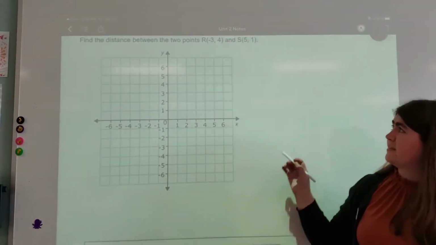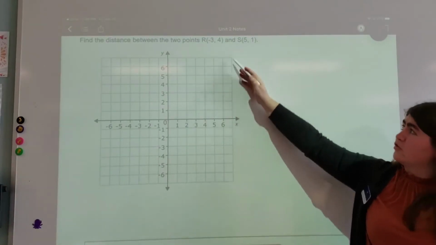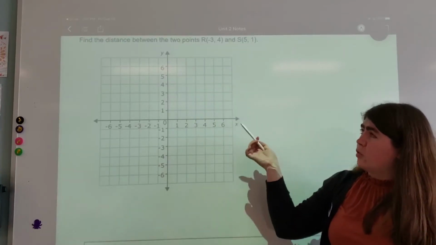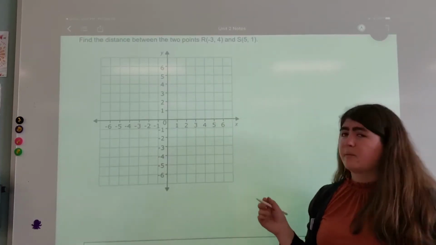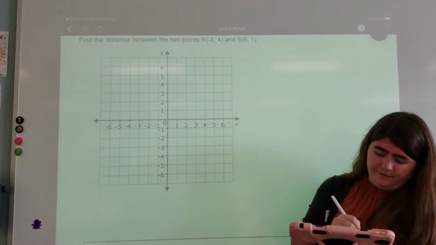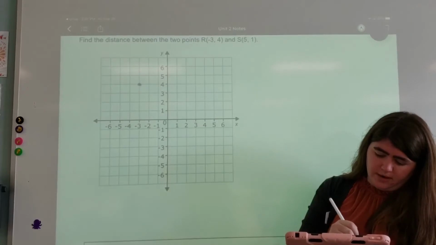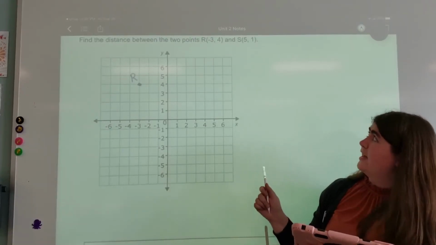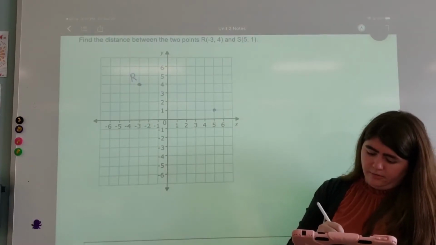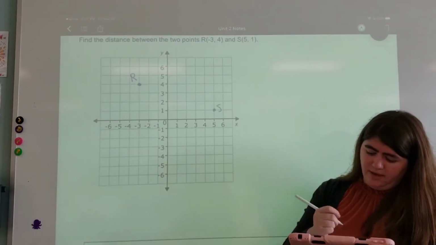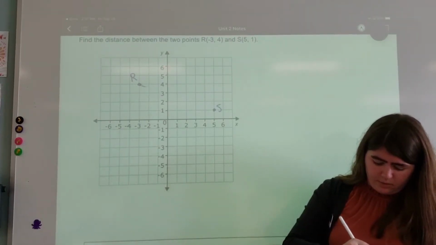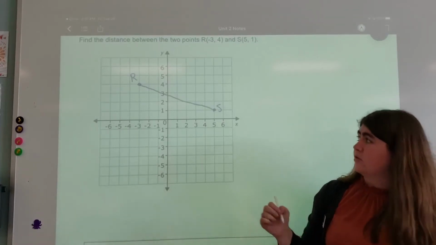Now we have this distance that we're trying to solve for. It says find the distance between the 2 points r at -3, 4, and s at 5, 1. So I'm going to go ahead and start by plotting those 2 points. So I have r at -3, 4, which is right there. That's r. And I have s at 5, 1, which is right there. Over 5, up 1 is s, and that is a segment that I'm trying to find the distance of, so I'm going to draw a line connecting those 2 points.